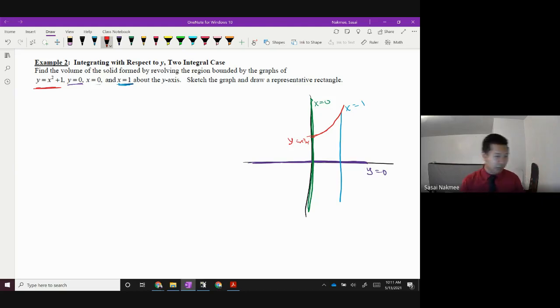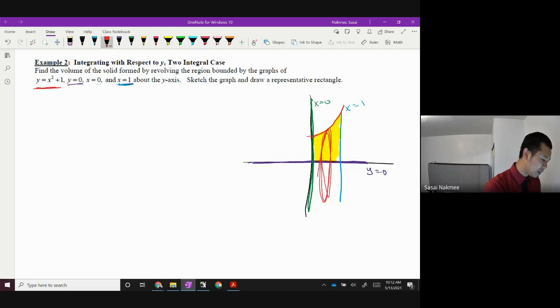So do you guys see the region that I have right here? Let me erase that red line here. So you guys get the idea. So that's all right there. So here's the region that's formed right here. But see, this is the part that's a little bit annoying. I'm not going to rotate this about the x-axis. I'm not going to take this thing and spin it this way.